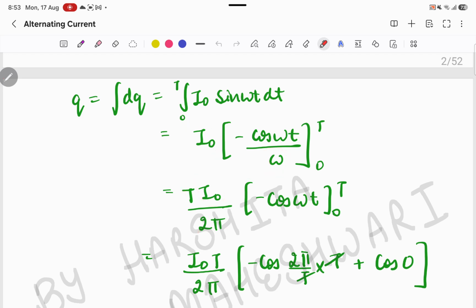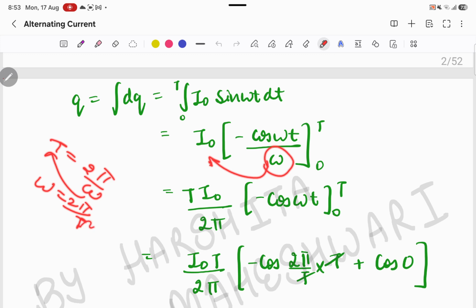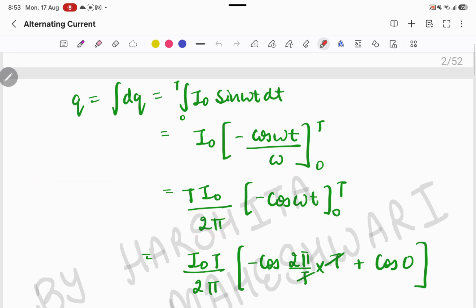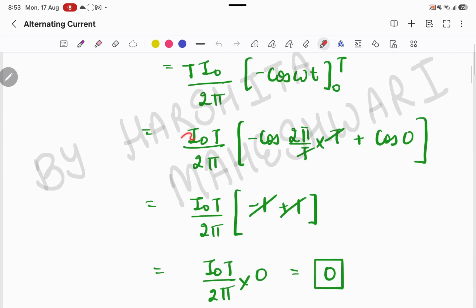Any doubts? I said omega can be taken outside, and I know the formula of omega or time period, that is 2 pi by omega. So omega can be written as 2 pi by t. So omega was in the denominator, so 2 pi as it is, and t will be going in the numerator. Okay. Now minus cos omega t will remain as it is. We have to put the values, first of all t and then 0. So let's start substituting now. So I naught into capital T by 2 pi.